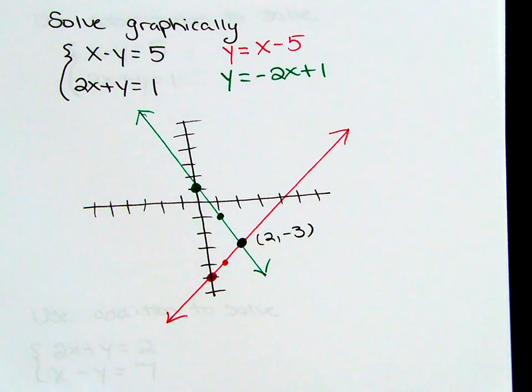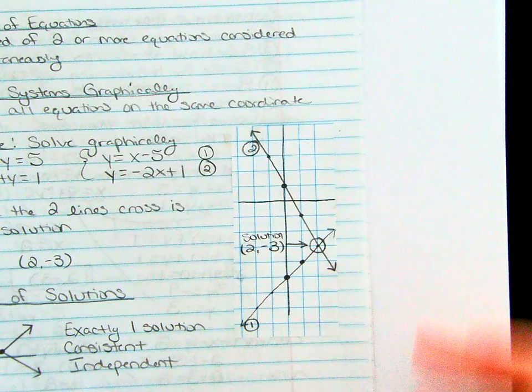So where the two lines cross is the solution to the system. And I lucked out that my tick marks are actually really good, and it looks pretty dang good on here. My one in my notes is even better because I had graph paper.